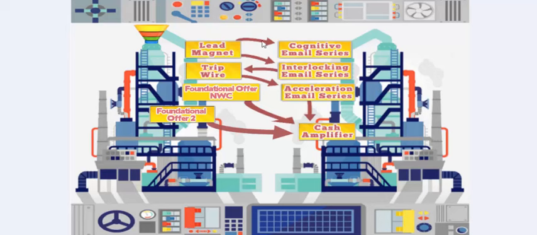Okay. So you see how the emails are set up. Then, like I said, you have the cash amplifier. This is your big ticket item, your big coaching product, or whatever the case may be. All right. So hopefully you understand this process here. It's really not that hard of a process. It's pretty simple, but you should see how this works.